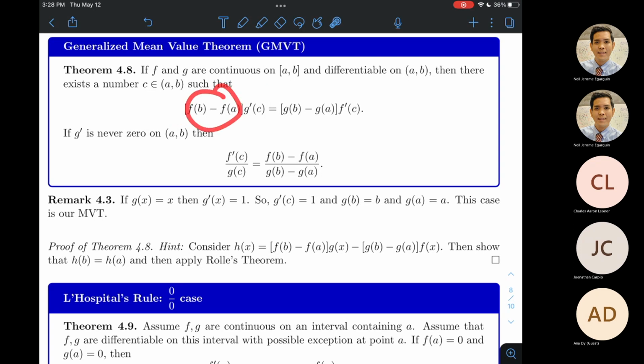Yung change from endpoint to endpoint ng function f ay proportional doon sa endpoint to endpoint change doon kay function g. Tapos yung constants of proportionality natin actually ay yung derivative ni g sa isang special number c doon sa interval (a,b) at saka yung derivative ni f doon sa same special number c on the open interval (a,b). Okay?